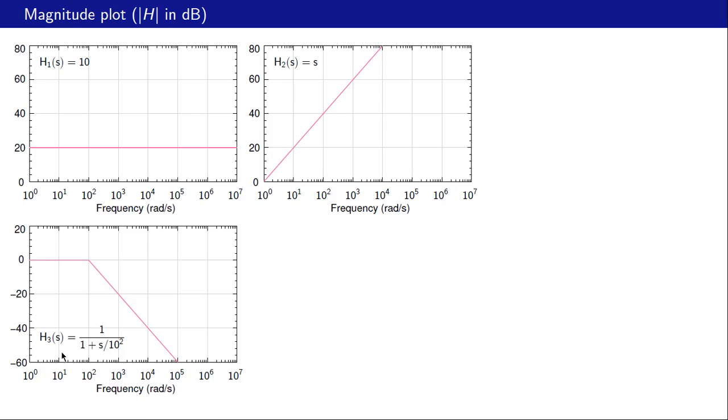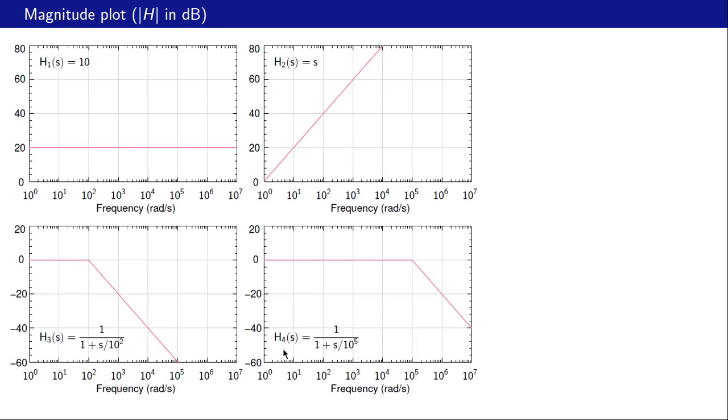Let us consider this H3 of s now, which corresponds to a pole. The pole is at minus 10 raised to 2 radians per second, and we have seen how to deal with such a term. We have two asymptotes: a low frequency asymptote, H equal to 0 dB up to omega equal to p. P in this case is 10 raised to 2 radians per second, and then a high frequency asymptote with a slope of minus 20 dB per decade. Both of these asymptotes meet at this common point, that is omega equal to p, which is 10 raised to 2 radians per second, and H equal to 0 dB.